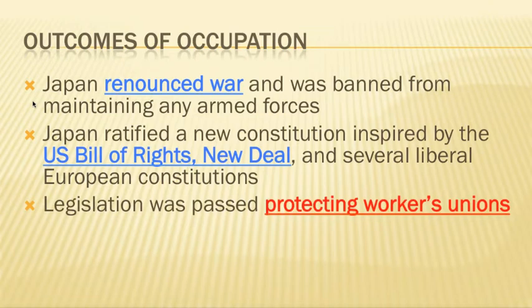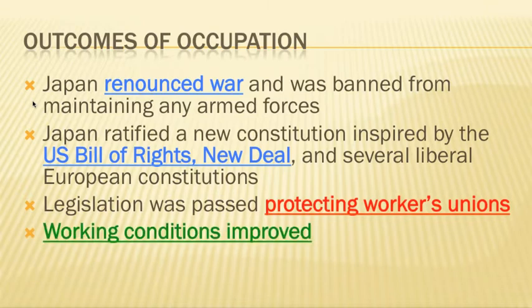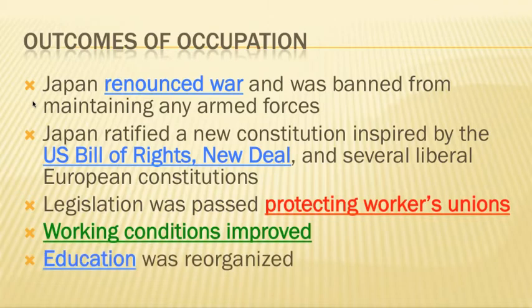They passed legislation protecting workers' unions, so they were going to be very liberal in helping the people of Japan. And because of that, working conditions improved. And one of the things that's really wonderful about Japan today is it is a very economically progressive country. They have a lot of factories. They have a lot of modern technology. And so this is going to definitely pave the way for all of that to happen.